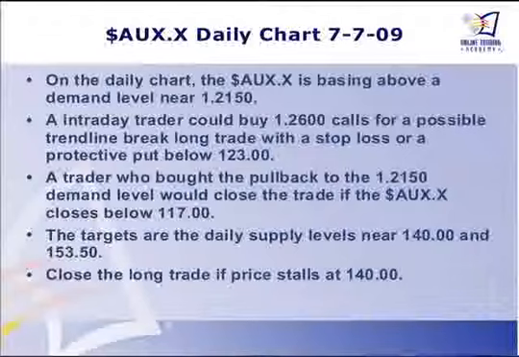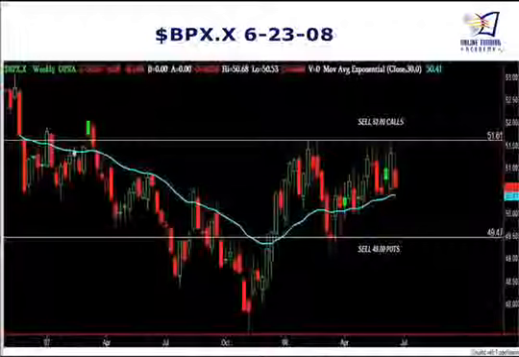So on the daily chart, we're basing above some kind of support level. An intraday trader could buy 126 calls for a possible trend line break with a stop loss or a protective put below 123. If you did buy the pullback to the actual support level below there at 121.50, close the trade if you go below 117. You're probably going to go back and down and test the prior lows. If you do take that trade, you want to use these resistance areas above here at 140 and 153 to close the trade. And if the trade stalls, though, and time is against you, then make sure you take your profit if you start to go sideways when you get to 140. Don't let that trade turn into a loser.